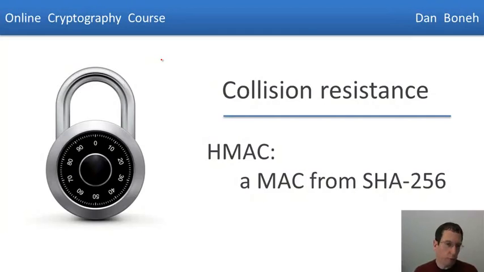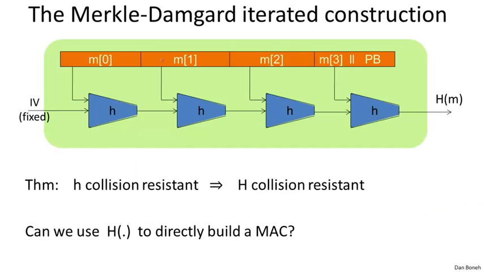So now that we understand what collision-resistant hash functions are and we know how to construct them, we're ready to describe a very popular MAC called HMAC. So let me remind you what the Merkle-Damgard construction is. Basically, we have a small compression function h from which we build a large hash function which is collision-resistant, assuming the compression function is collision-resistant.